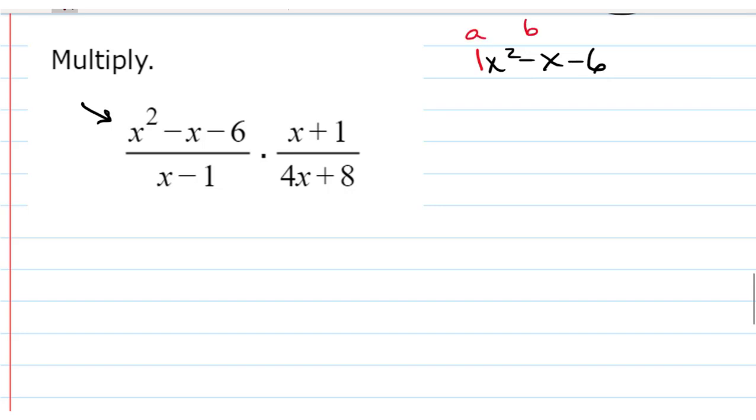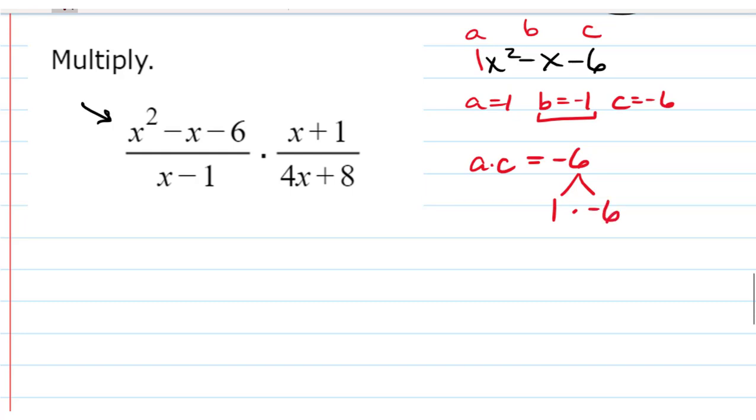This is your A, your B, and your C. So A is 1, B is -1, and C is -6. What you do with the AC method is you multiply A times C, which in this case would give us -6. And we look at all the factors of -6 and we look for a pair that adds up to B, which is -1. For example, 1 times -6 is -6, but the sum of those two would actually be -5, not -1. -1 times +6 would be -6, but that would give us a sum of 5.